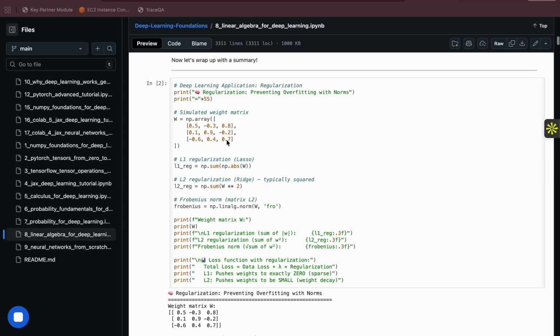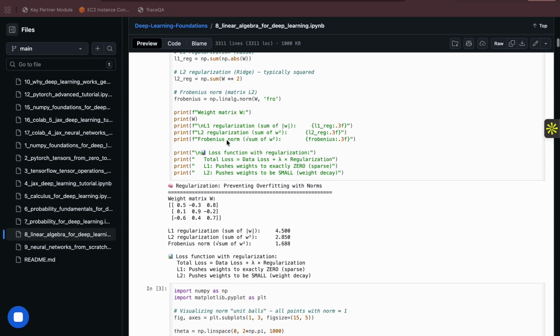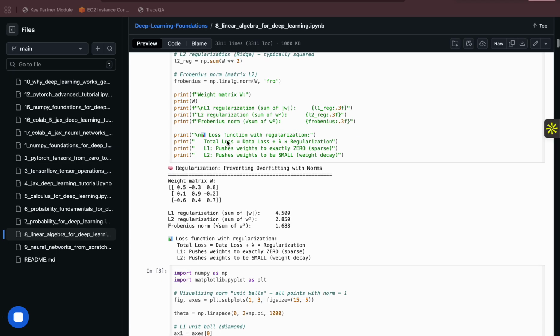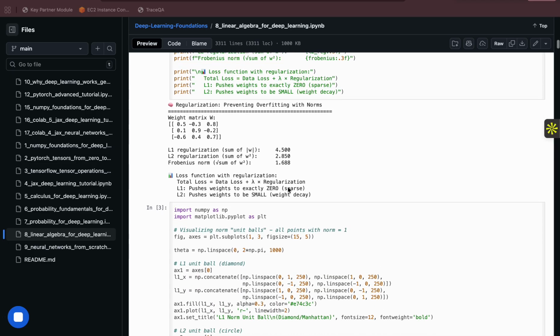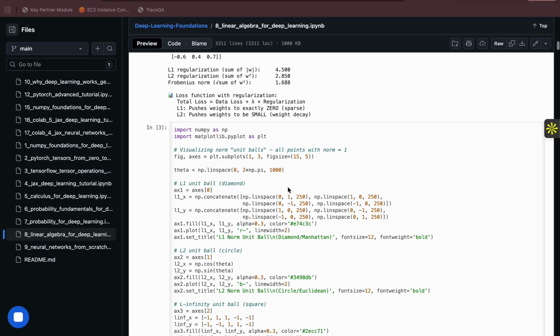And the next cell calculates the L1, L2, and Frobenius norms on a weight matrix to demonstrate regularization techniques. So the output shows how different norms penalize weights to prevent overfitting.